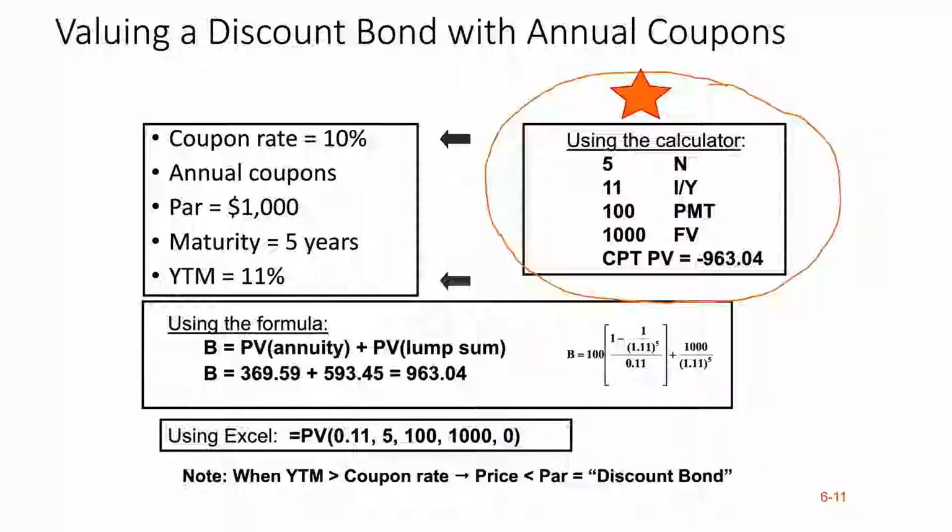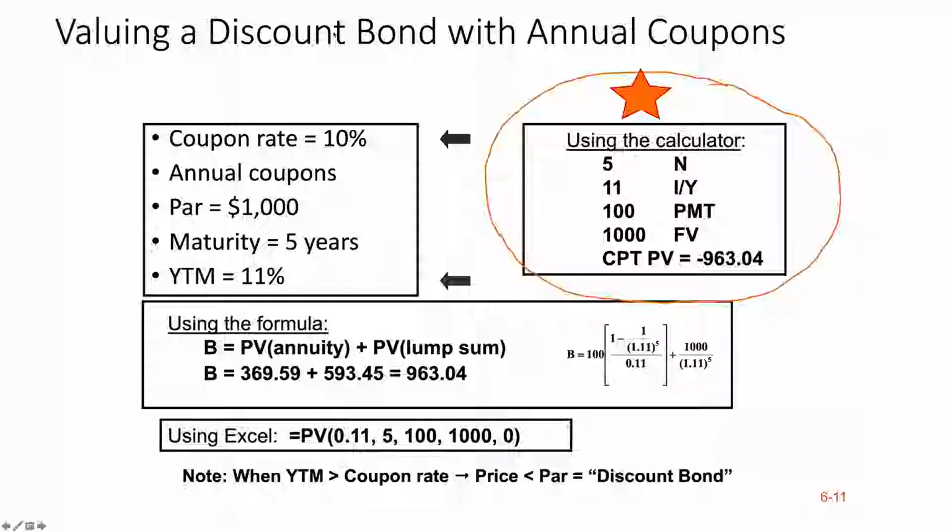Let me just do one example. You can do it with your financial calculators, okay? So here is a bond. It has a coupon rate of 10%. The coupon is paid annually, once a year. The par value is 1,000. The maturity is 5 years. The market discount rate, yield to maturity, YTM, is 11%. The question is, how much is the market price for this bond?